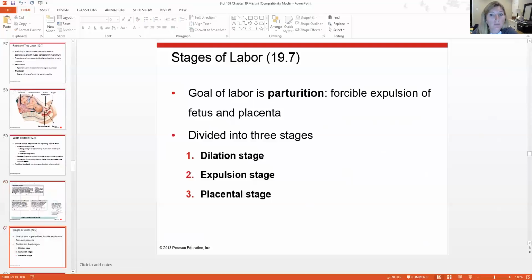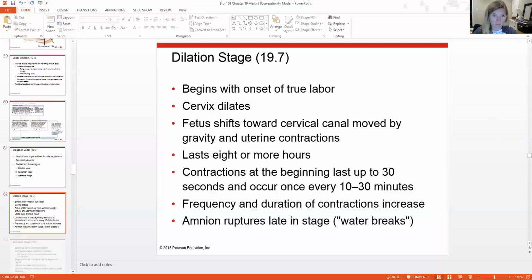So the goal of labor is parturition, right? This is the expulsion, the forcible expulsion of a fetus and placenta. That's kind of hard to, I don't know. I don't like how they said that. The forcible expulsion. It's divided into 3 stages: dilation, expulsion, placental stage.